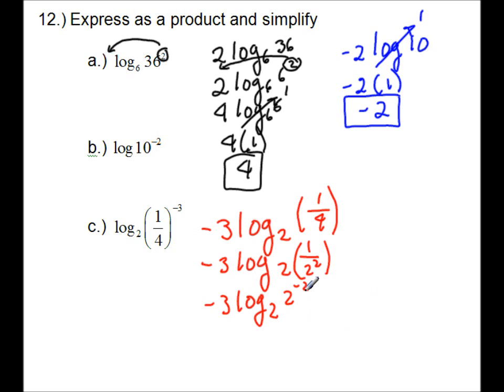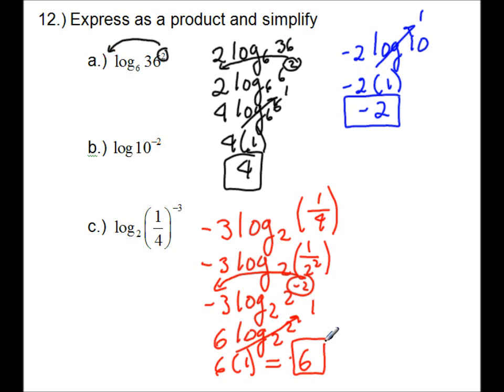So this here can come around into the front, and so then we get negative 2 times negative 3, which is positive 6 times log base 2 of 2. What do we know this goes to? It goes to 1, so 6 times 1 equals 6. And that is our answer to C.